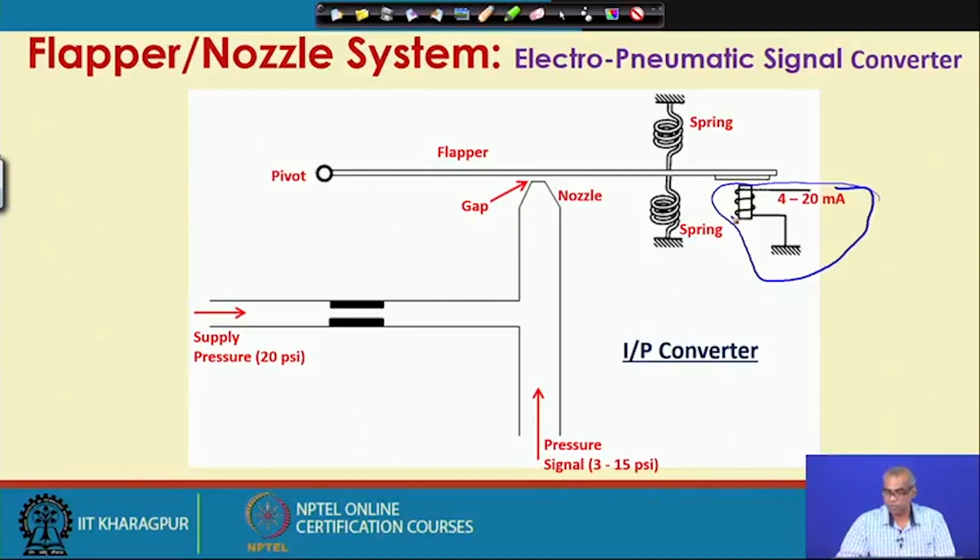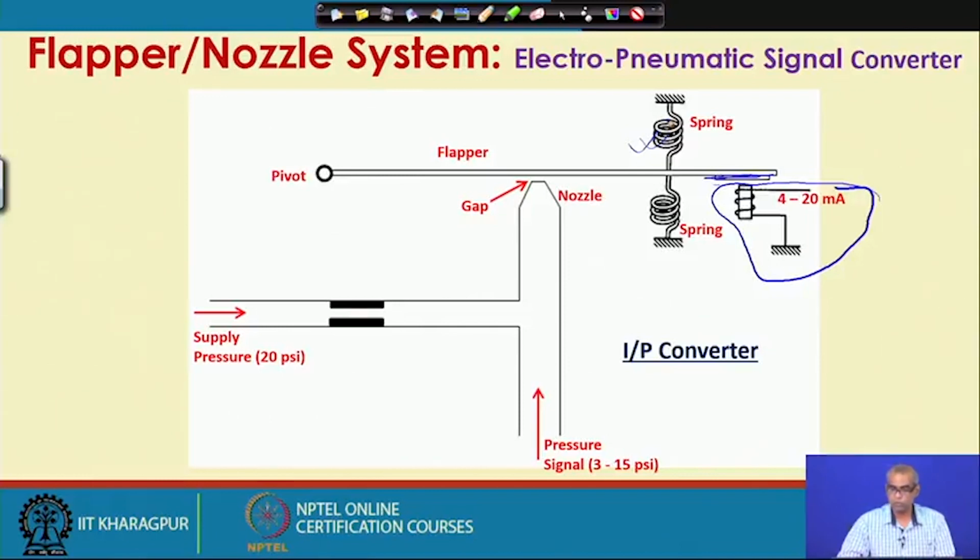The flapper may be magnetic in nature or a magnetic material strip may be attached in this part of the flapper, so that when 4 to 20 milliampere current passes through this soft iron core, it becomes a magnet and attracts the flapper towards the magnet. The flapper can also be spring restricted for better performance.